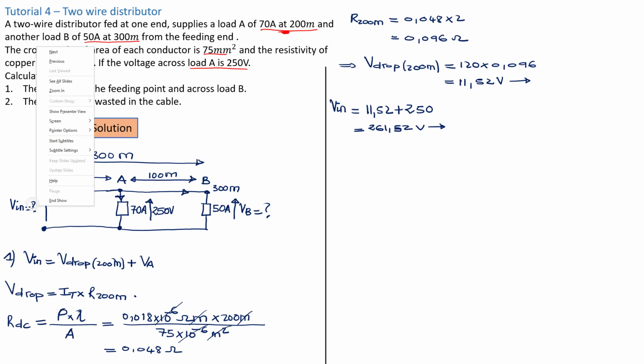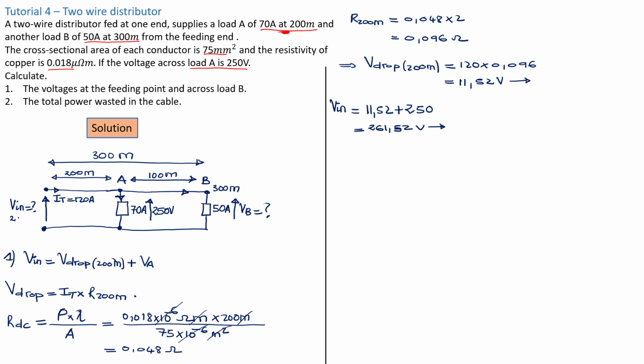So this voltage here, now we know it is equal to 261.52 volt. It's no longer an unknown to us. Now that we know that voltage, we can go ahead and try to find this voltage. This voltage is a result of what's coming from this point here minus the drop here at 100 meters. Since we know the drop at 200 meters is 0.096, the drop at 100 meters will just be this divided by 2.